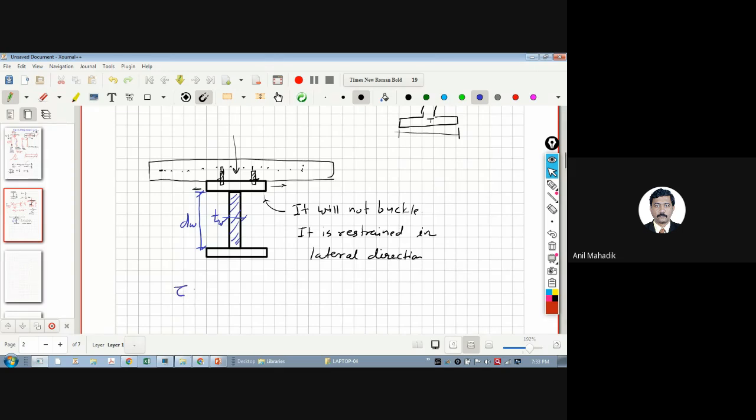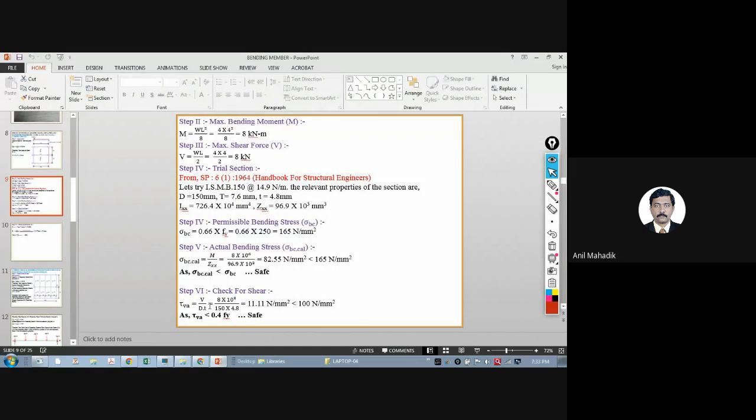So tau is equal to V upon area of cross section, that is area of web, let's say. So area of web, now let's go to the problem. V upon dt. Here they are taking, you can subtract the flange thickness if you want. So 8 upon dt, t is the thickness of web. So 11.11, and the permissible stress in shear is 0.4 Fy.